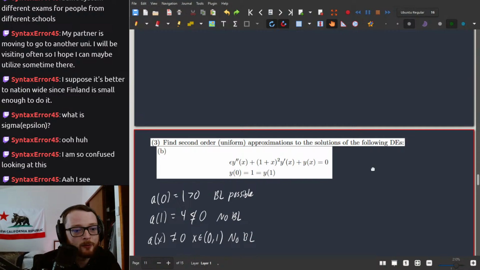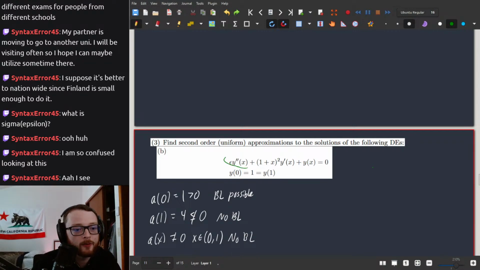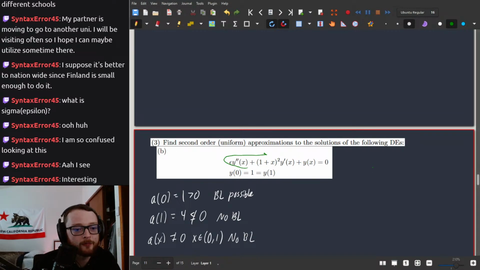And the weirdness happens here because if you literally set epsilon to be 0, the differential equation stops being a second order and starts being a first order. So the behavior changes dramatically if you actually let it equal 0.